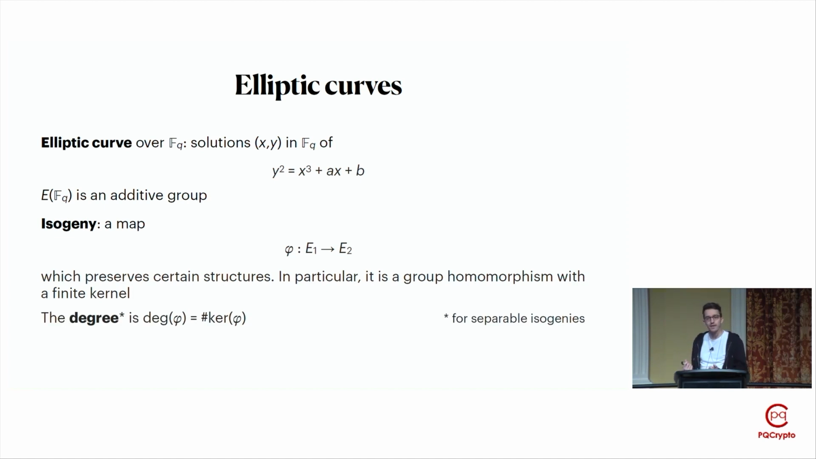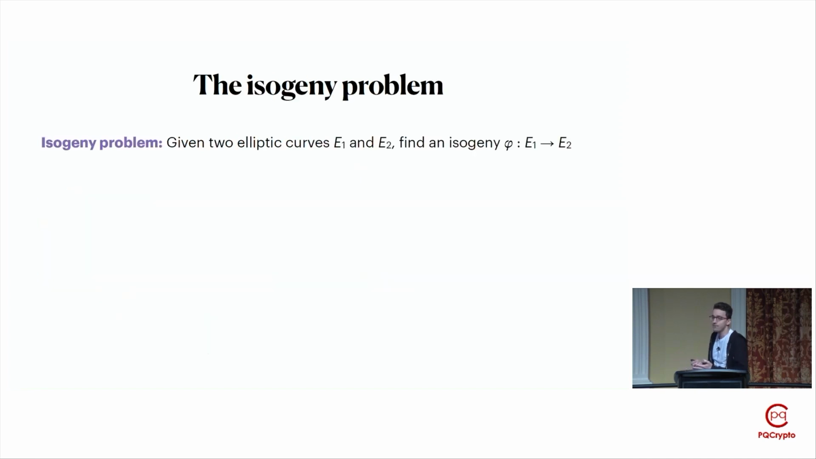It measures how complicated the isogeny is. Degree 1 means it's just an isomorphism, and the higher the degree, the more complicated it is, the more complex it is to compute the corresponding isogeny. And the degree behaves very well with respect to composition. The degree of the composition of two isogenies is just the product of the degrees. If you're thinking about all these objects just in terms of group theory, this is a fairly natural property to have. So now with these objects, we can very naturally define a computational problem, which is the isogeny problem.